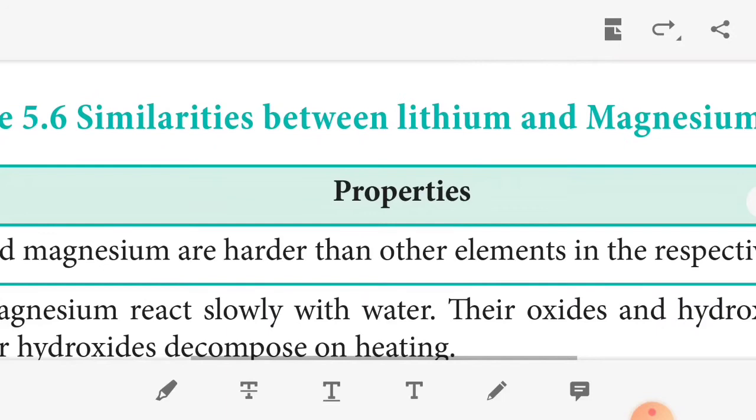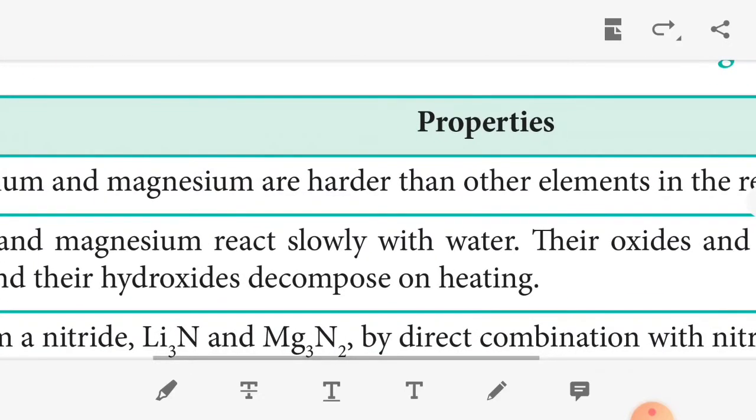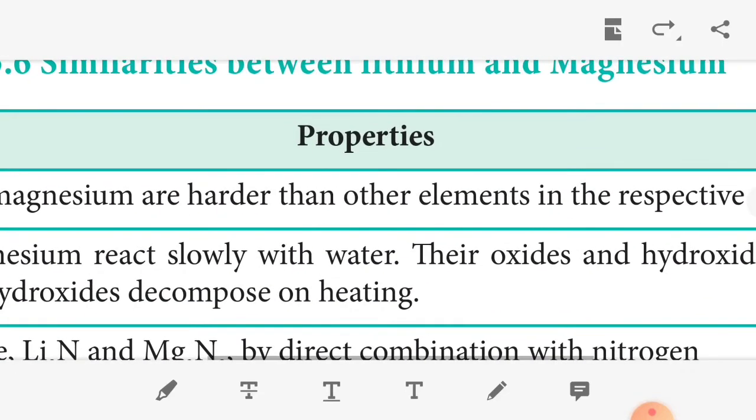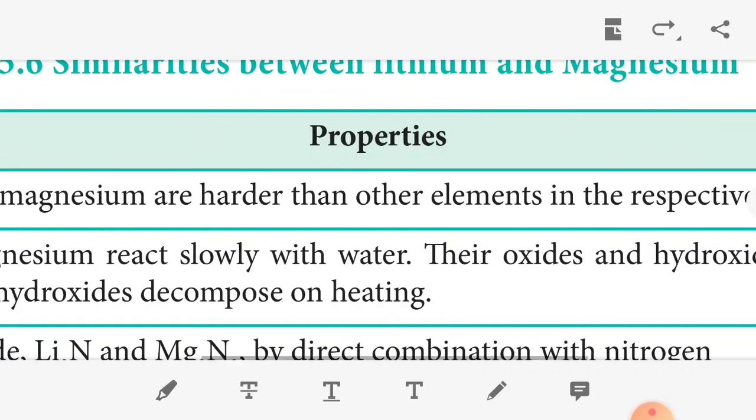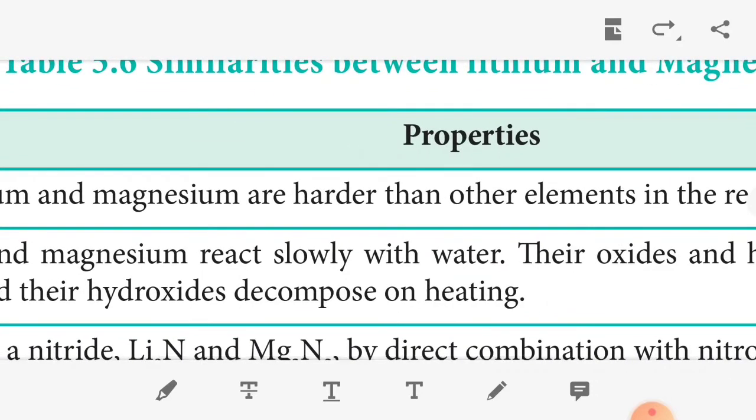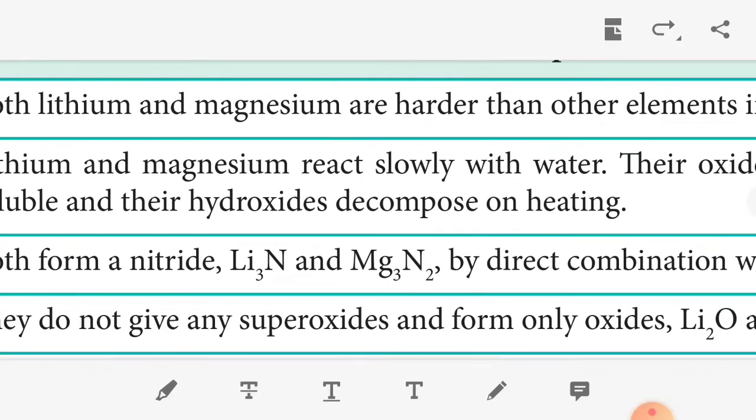The next topic is similarities between lithium and magnesium. First property: lithium and magnesium are harder than other elements in their respective groups. The next, lithium and magnesium react slowly with water. The oxide and hydroxide are much less soluble. The hydroxide decomposes on heating.